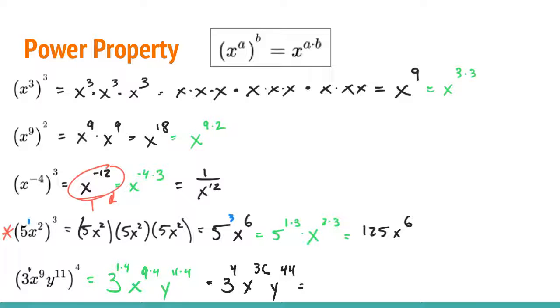And we want to write 3 to the 4th as 81, x to the 36th, y to the 44th still for your final answer. So power of a power, you multiply. That part most students get pretty quickly. Be really careful when you have a multiple in front, because this 5 and this 3 are not exponents, they are the base. You need to do the 4th power of that base.